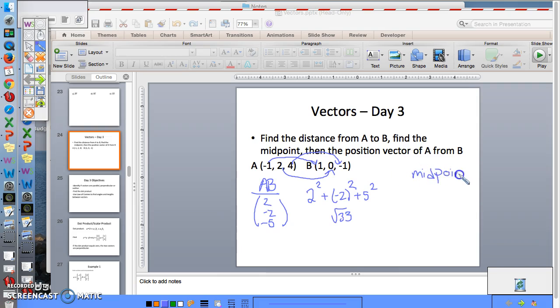And then we have the midpoint. For our midpoint, we add our x's and divide by 2 for our x coordinate. We add our y's, divide by 2, and we add our z's and divide by 2. So negative 1 plus 1 is 0, over 2 is 0. 2 over 2 is 1. That would be 3 over 2. So we have our midpoint there.